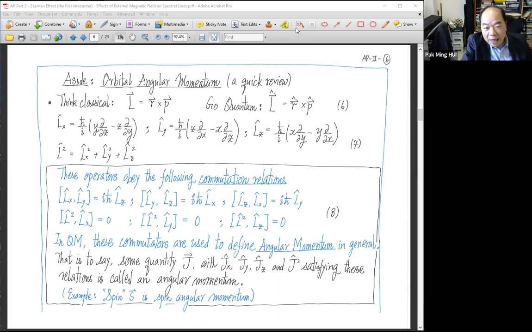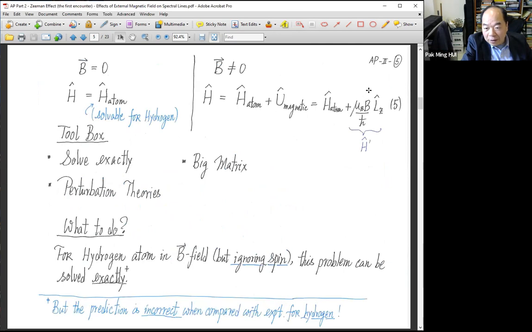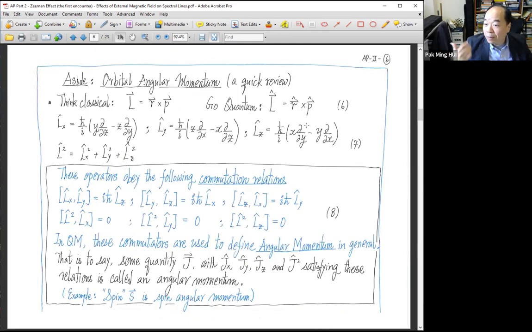Because we hit the orbital angular momentum Z component here, we better know a little bit about orbital angular momentum. So this is a definition, same trick, think classical. This is classical mechanics. After this, go quantum, raise them into operators. Okay, then you use Schrödinger's suggestion.